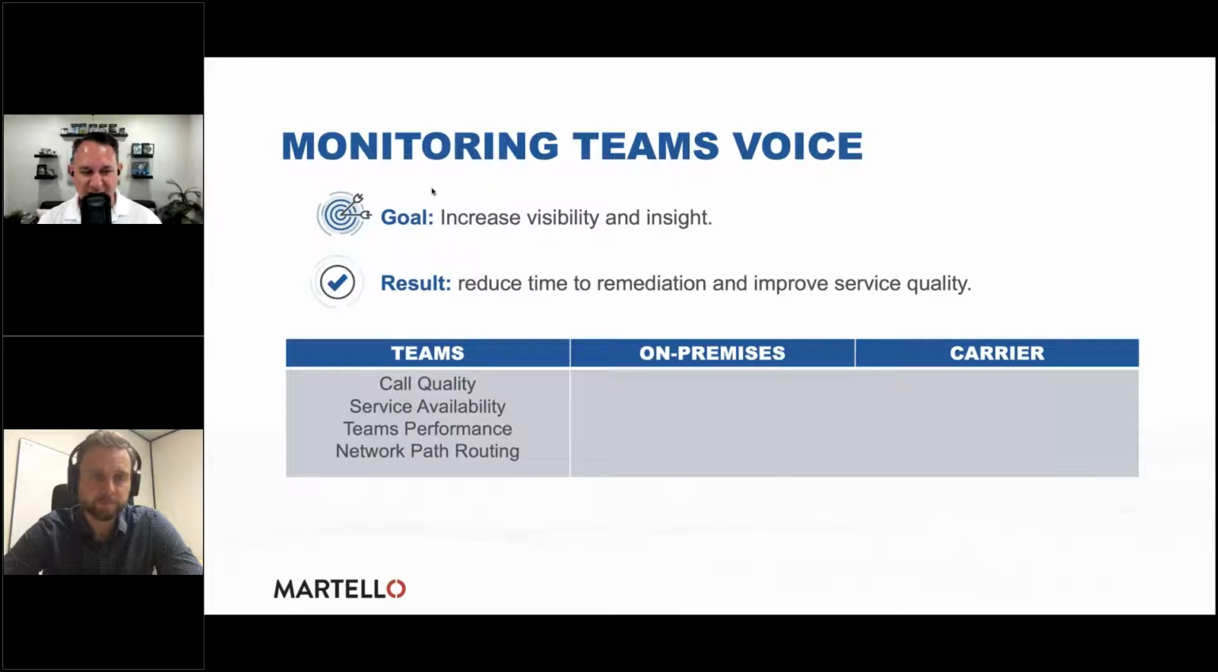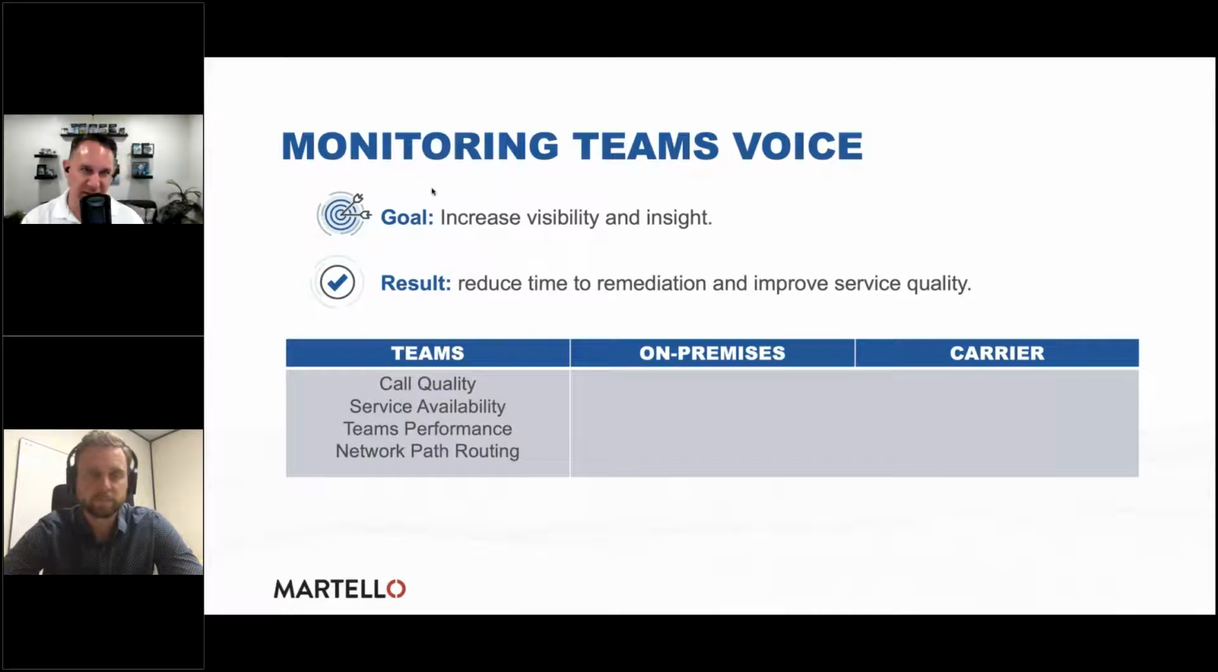And on Teams, I left some things already up there because we've had a bunch of other webcasts Rob and I have done together where we've talked about these things, where you have the ability to monitor, maybe doing some stuff with PowerShell or utilizing solutions from Martello or other vendors, where you can monitor the call quality. You can look at service availability. You can look at the performance of the Teams services and even the underlying services like Exchange, OneDrive, Azure AD, all those kinds of things, and see the performance of those services. And then also the network path routing.